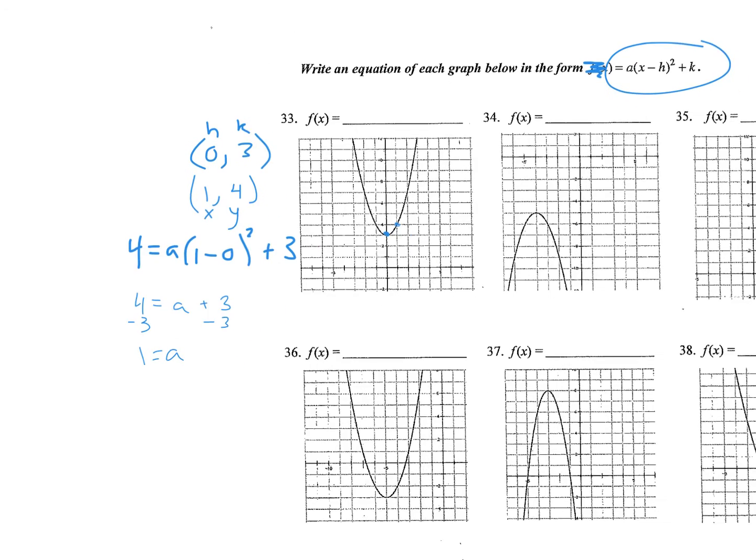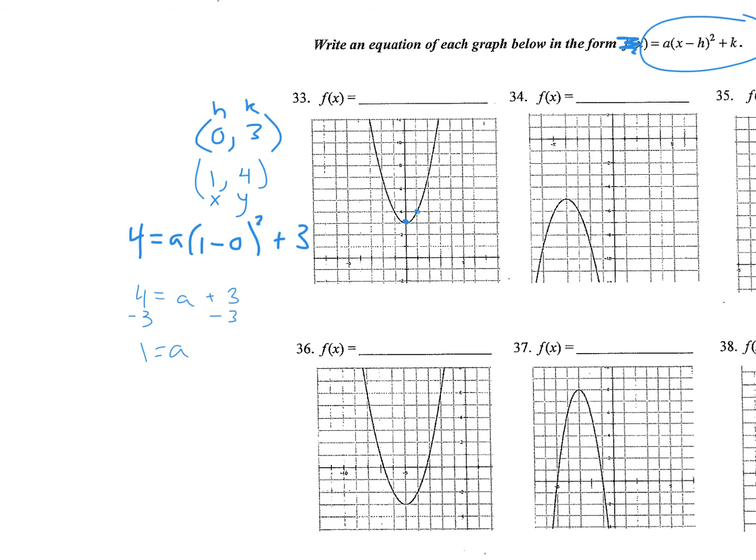And then I can just take h, k, and a and plug it back in. So I have f of x is equal to, a is 1, so you can write it or not, x minus h, so just x squared plus k, which is 3. So it would just be f of x is equal to x squared plus 3.